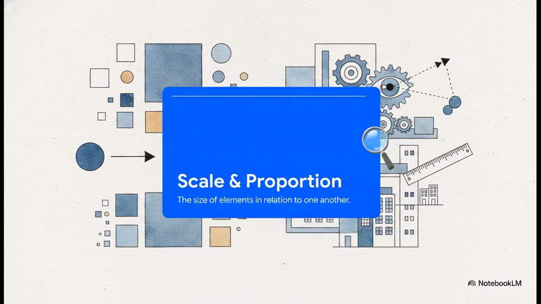Closely related to emphasis is scale and proportion. This is really just the size and weight of elements relative to one another. If you tweak the scale of one thing, it completely changes its relationship to everything else in the layout. Why? Simply put, we naturally assume larger elements are more important.